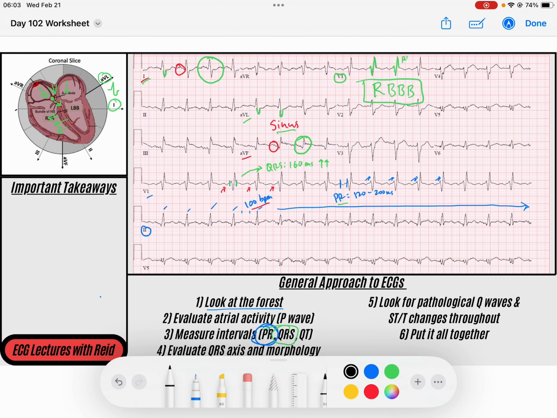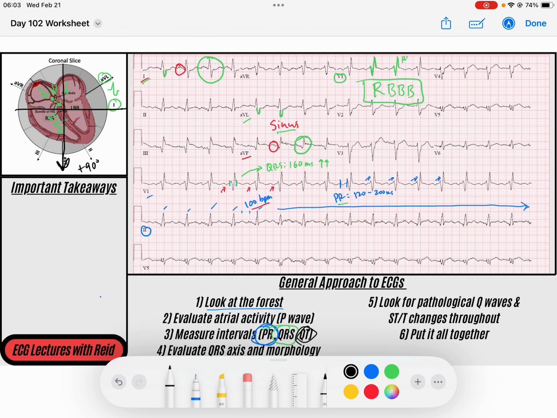So if lead 1 is this way, then we have a QRS axis that is perpendicular to lead 1, but it's positive in AVF, so it's going straight down towards AVF. So we've got an axis of positive 90 degrees, right on the upper limit of normal. A little bit of almost right axis deviation, which we can sometimes see in a right bundle branch block.